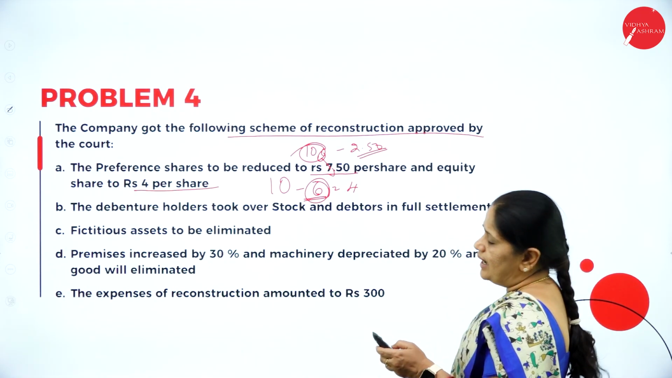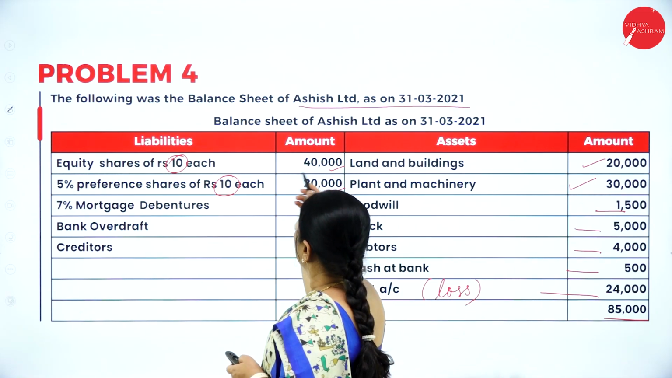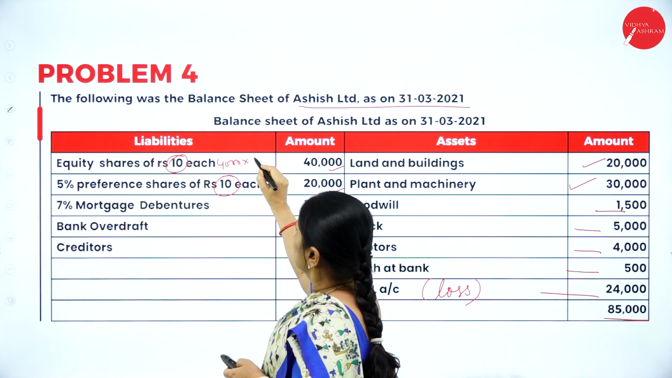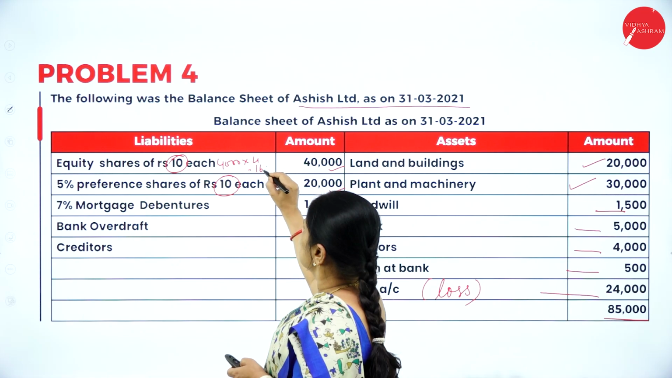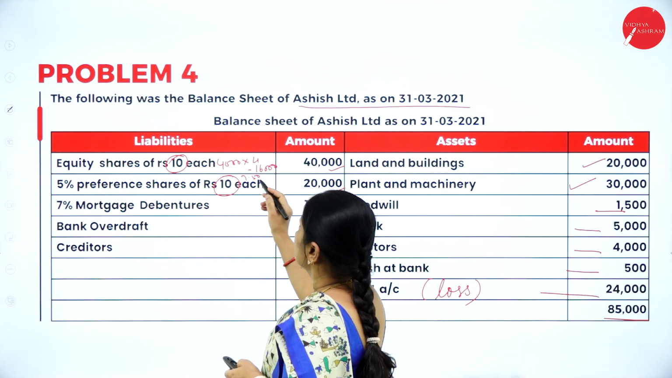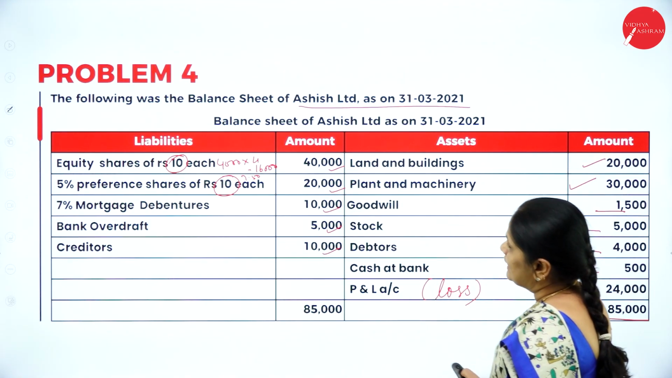Whenever they have given this kind of problem, you can always write: 4,000 shares into 4 rupees, so that will come up to 16,000. And then for preference shares, 7.5 into 2,000. That is how you have to calculate.